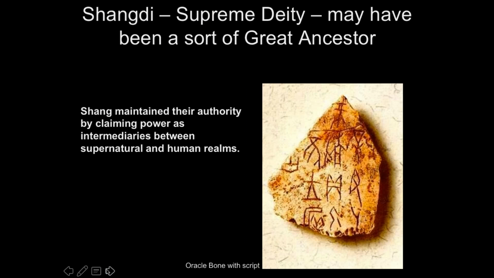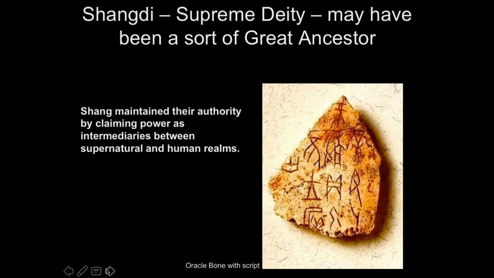They developed a supreme deity which they called Shangdi. And it may have been some sort of a great ancestor, right? Just building on this ancestor worship. Now, the Shang rulers maintained their authority by claiming power as intermediaries between supernatural and human realms.